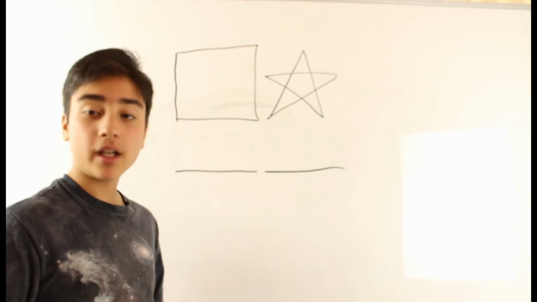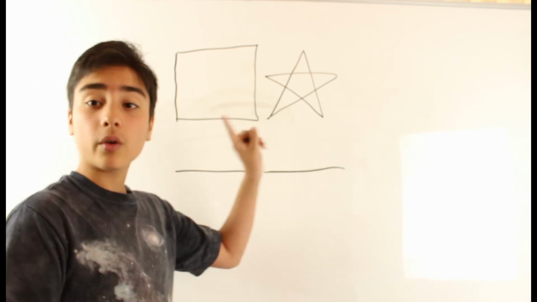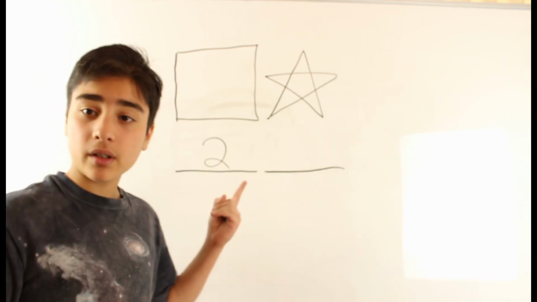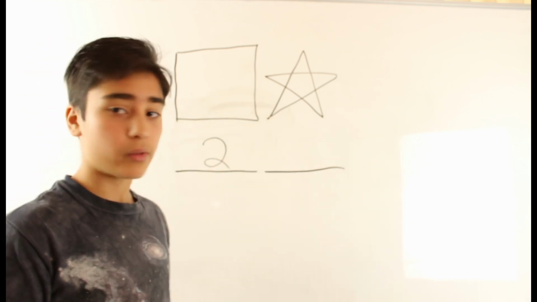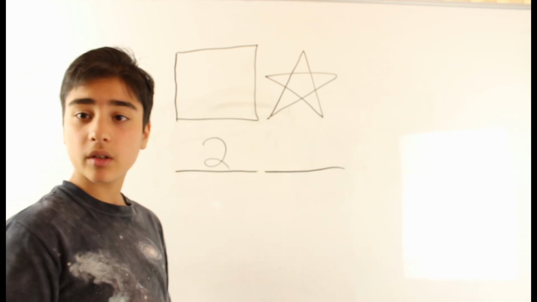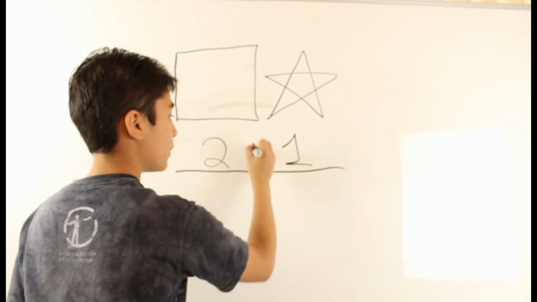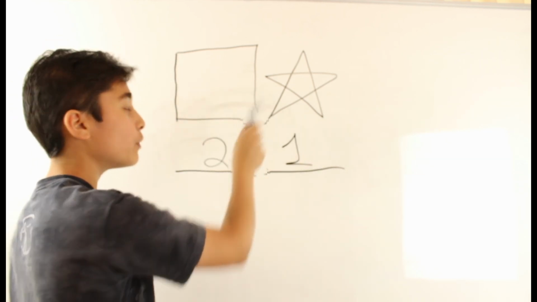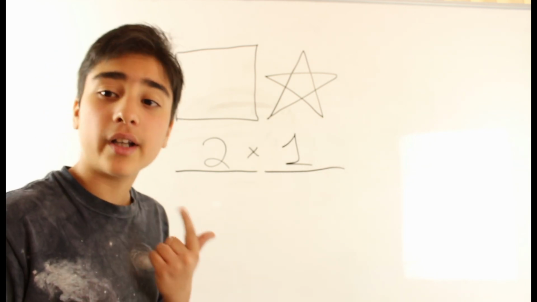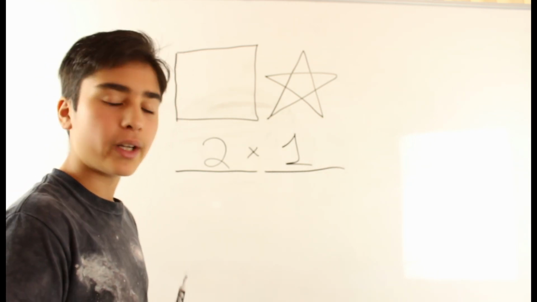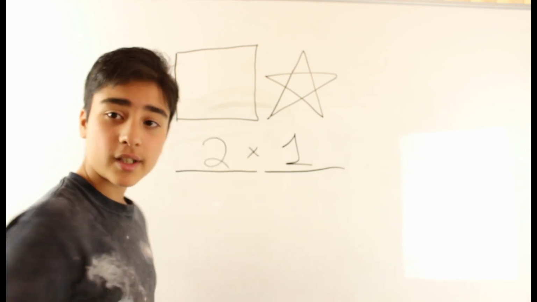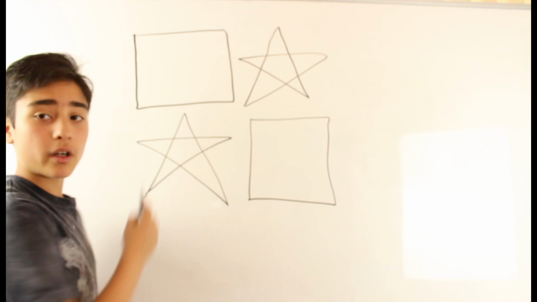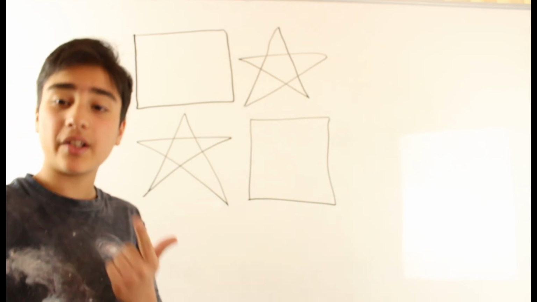Alright, for the first slot, we can either put the square or the star, which means we have two options. And for the last option, let's say you use the star for the first one. Well, now you have only one option, the square. If you multiply them together, 2 times 1, you get 2, which means there are two different ways that you can arrange a star and a square. Now, I'm pretty sure you already know the answer to this, but let's just check it out to make sure. Yep, two different ways you can arrange a square and a star.